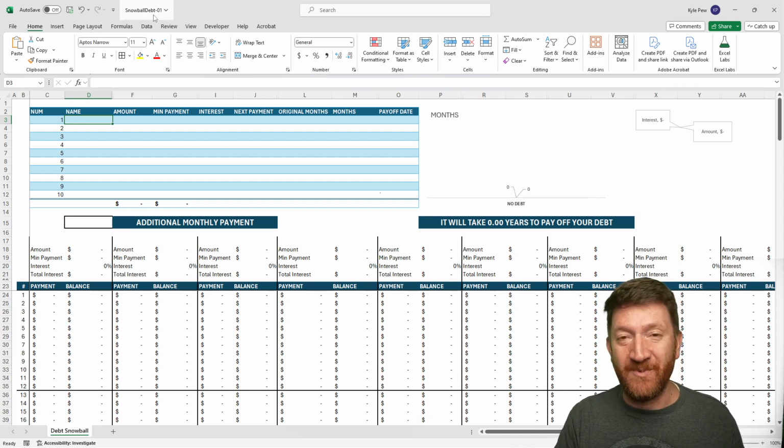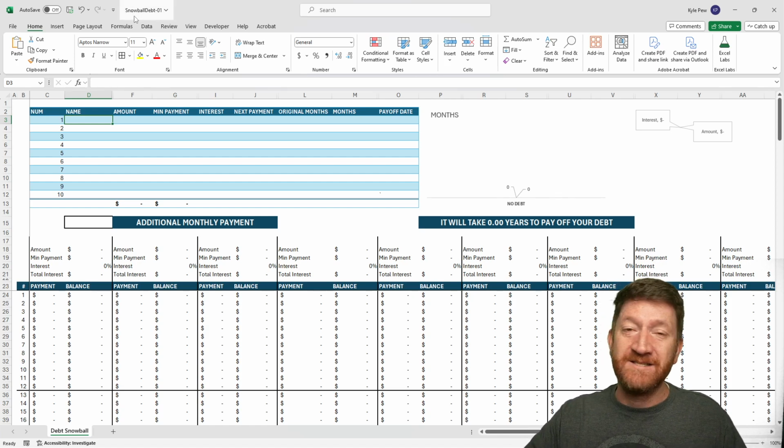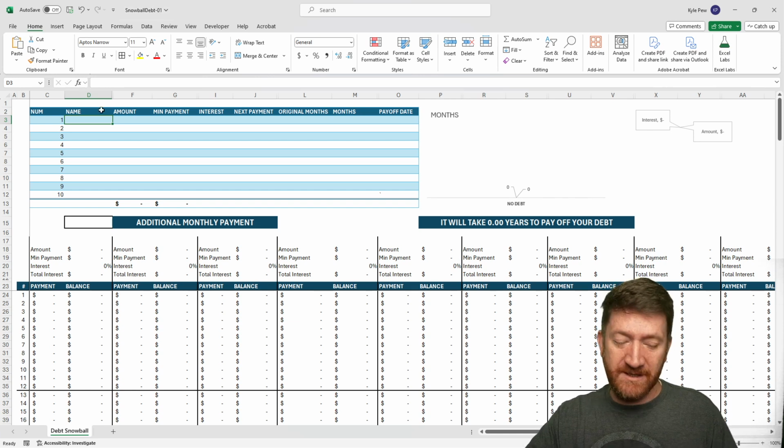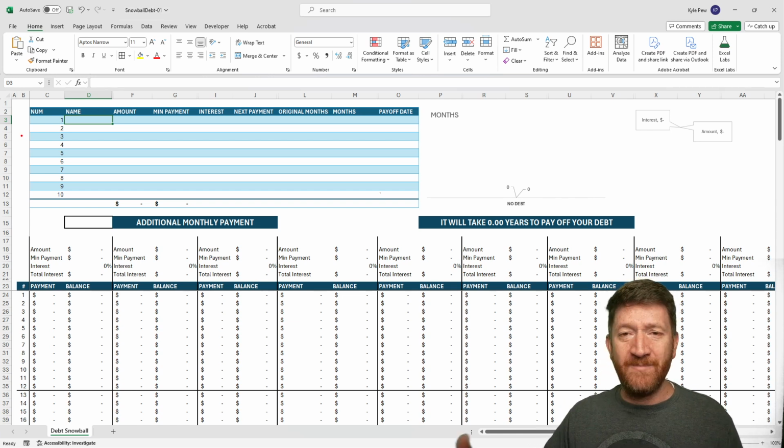All right, let's jump in and let's take a look at this document. So this document, again, is called Snowball Debt-01. It's an Excel file, and it's got quite a bit on here. It's got a single worksheet, but quite a bit on it. There's really two main areas that we're going to start to work in.